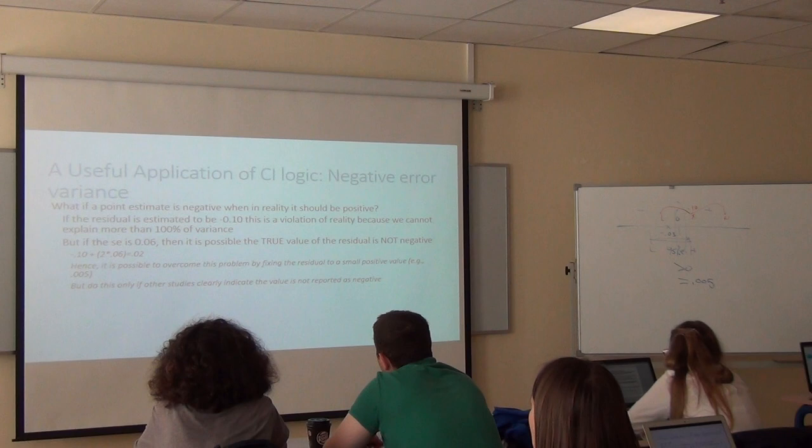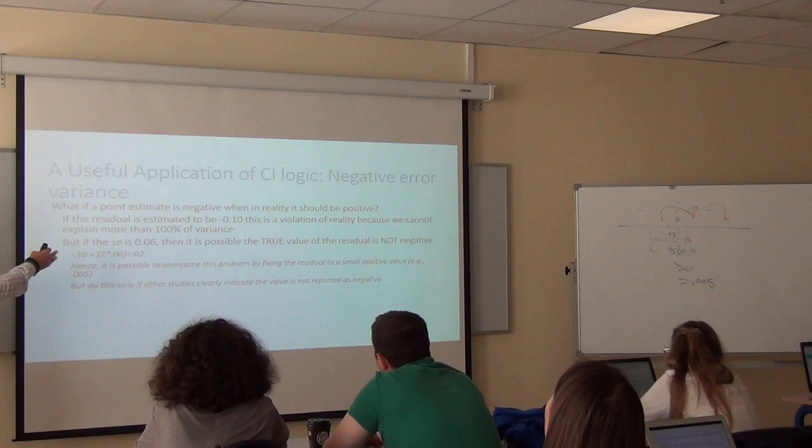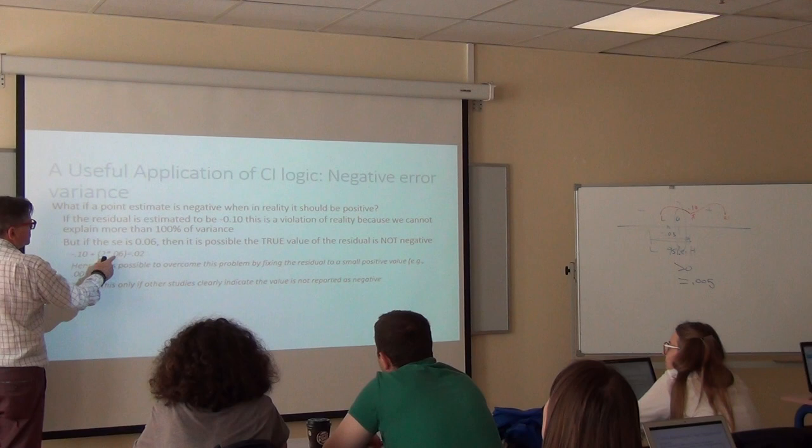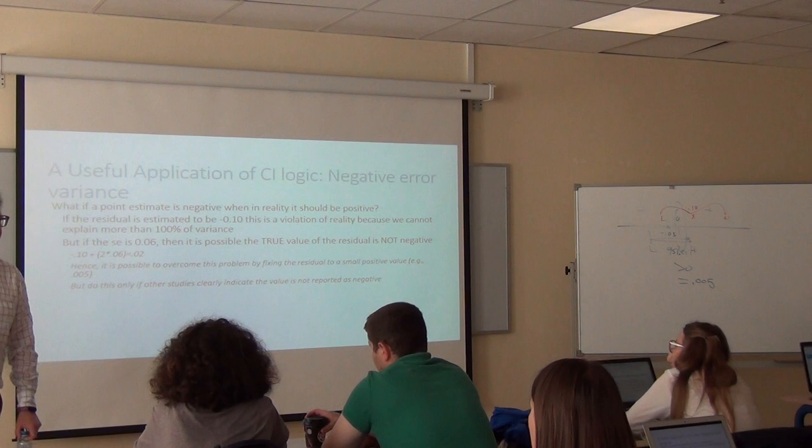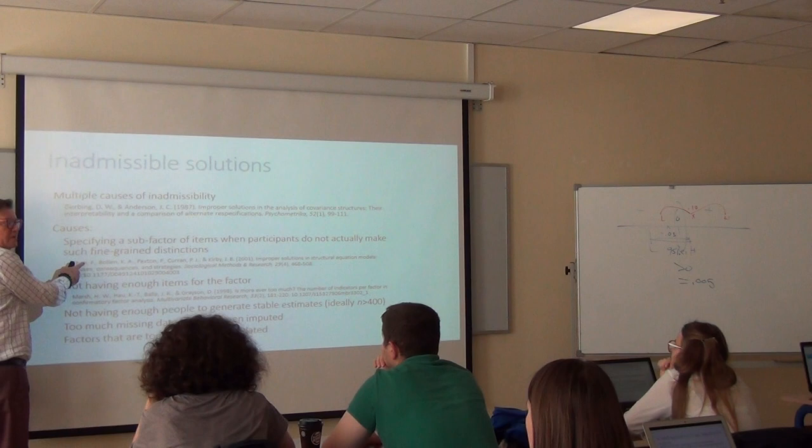So when you get to the negative error variance, could it be positive? You do this. So if it's minus 0.10, but the standard error is 0.06, 2 times 0.06 is 0.12. So you know it could be positive. So you set it to a small positive. That's from these guys. Okay? That's what they told me. And I went, yay, I can fix it.